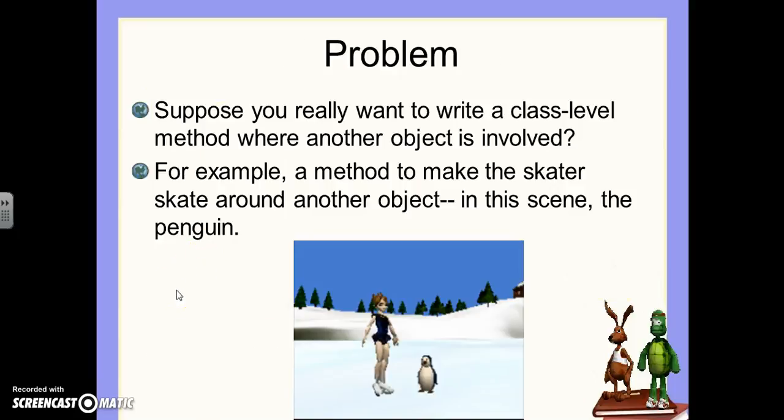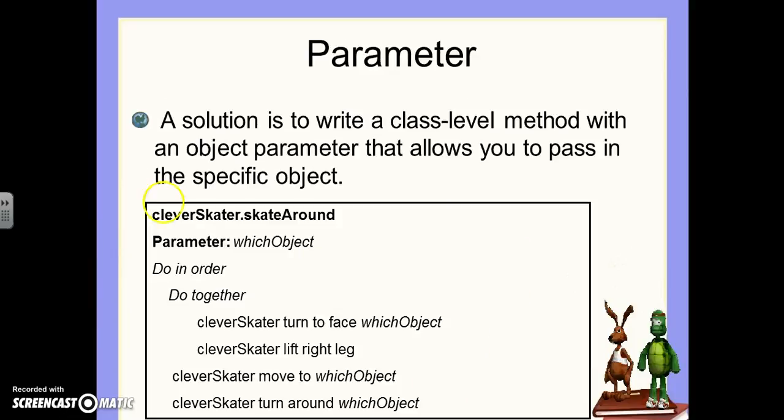Okay, so the problem in this case is, suppose you really want to write a class level method where another object is involved. You can do this. So for example, a method to make the skater skate around another object, in this case the penguin. You can do this, and you can also have this applied to any object that might be in the world. How do you do this? You use a parameter. The solution is to write a class level method with an object parameter that allows you to pass a specific object into that parameter.